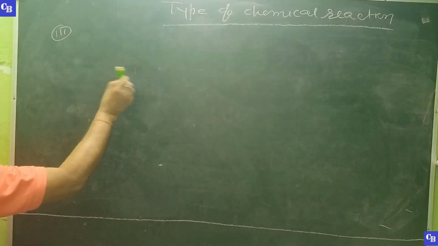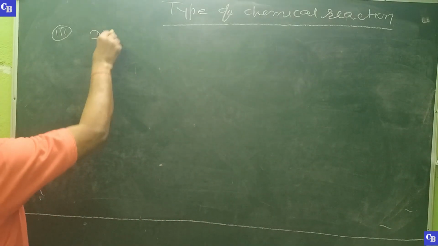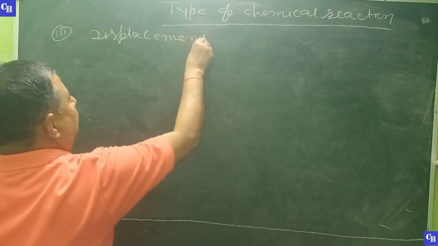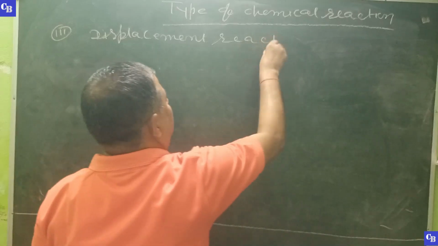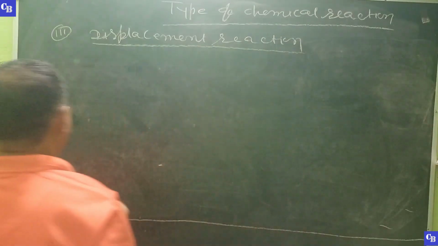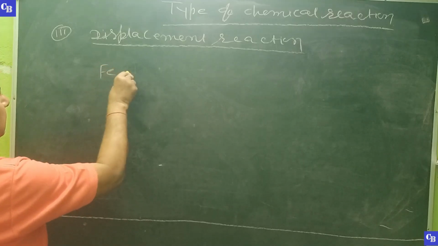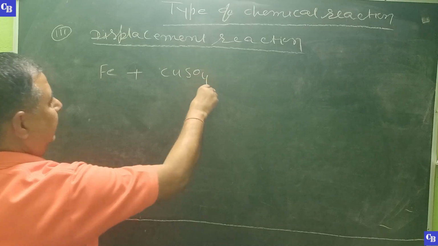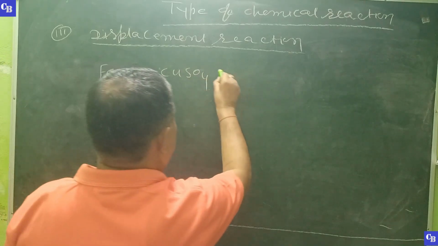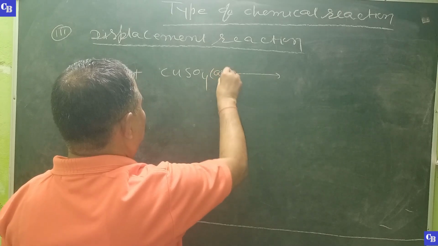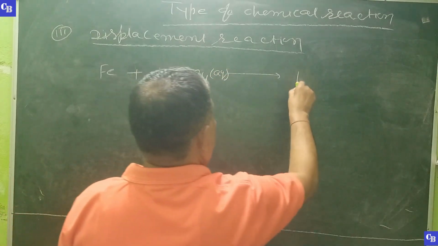Okay. The next type after decomposition reaction is displacement reaction. In this displacement reaction, a more reactive metal displaces the less reactive metal from its salt solution.